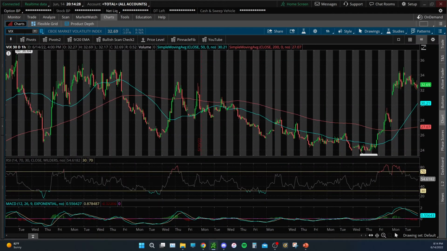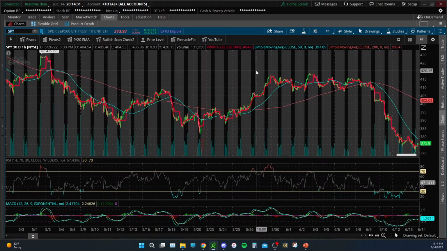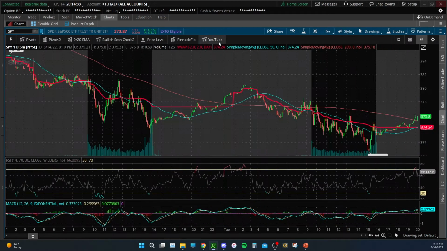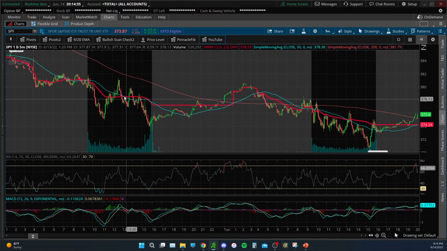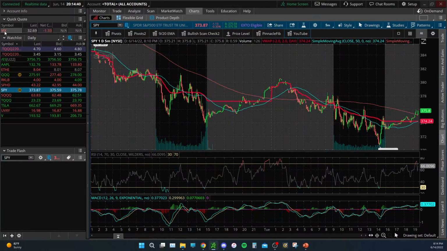Let's take a look at S&P 500 today. We can see volatility up and down. If we pull up the chart, we just see up and down, all crazy going on in the market. So that's when VIX is over 30.